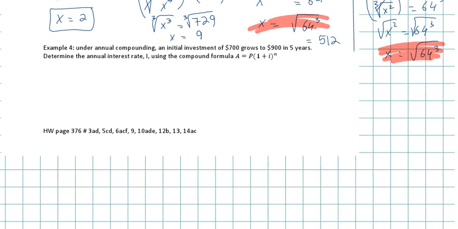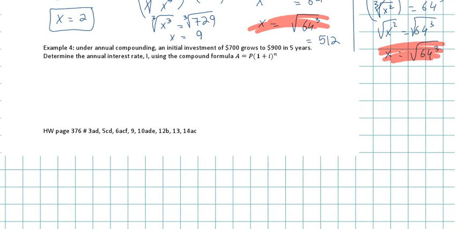Okay. So under annual compounding, an initial investment of $700 grows to $900 in 5 years. Determine the annual interest rate I using the compound formula. So this is the compound formula that's given to you. You're starting with $700, you're ending up with $900 in 5 years. You want to solve for I.